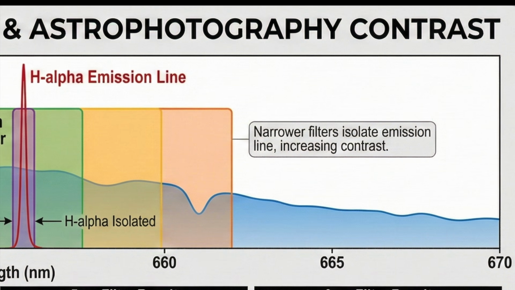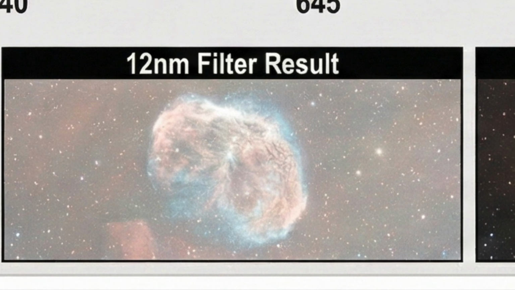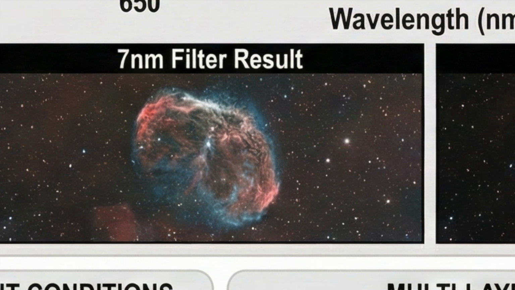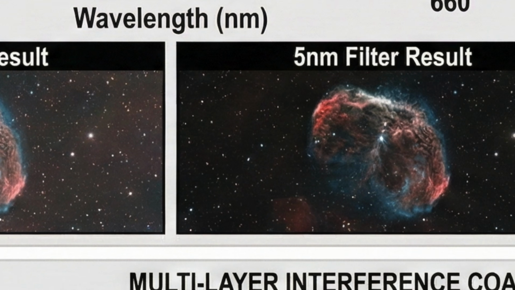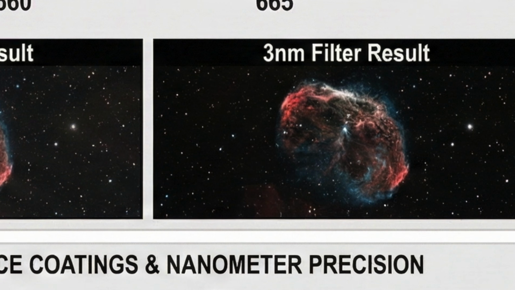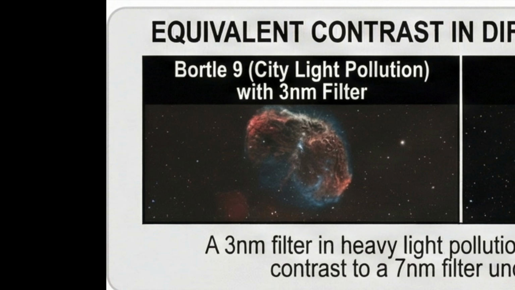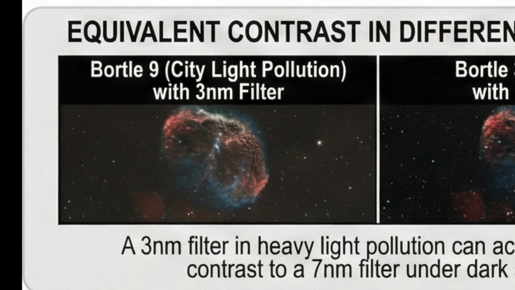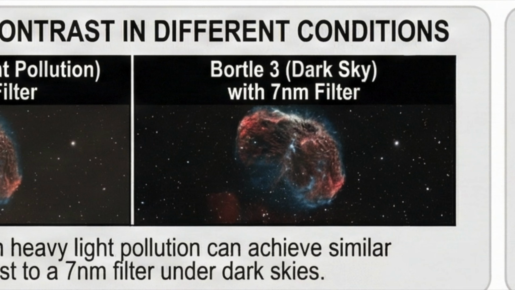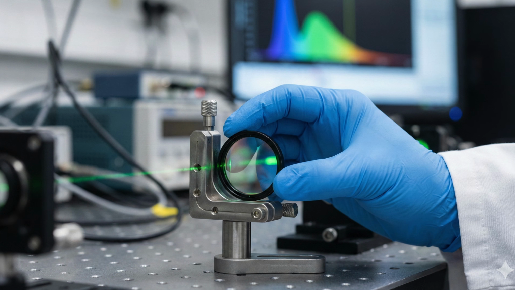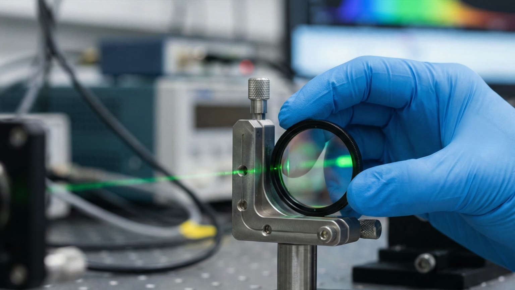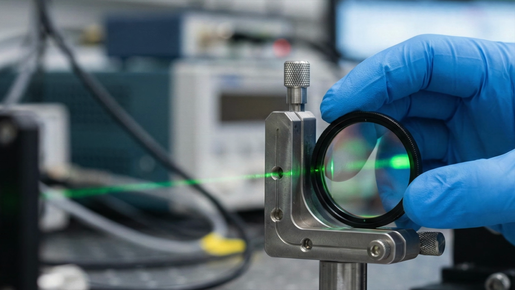A 12 nanometer H-alpha filter captures the glow surrounding a nebula. A 7 nanometer filter sees the gas itself, and a 3 nanometer filter isolates individual atoms. Narrower windows sharpen the universe: the sky darkens, the background disappears, and faint details pop. Under a light-polluted Bortle 9 sky, a 3 nanometer filter can perform like a 7 nanometer filter under Bortle 3 conditions. But precision comes at a cost. Narrower windows demand exact tolerances, making the filter more of a scientific instrument than a simple piece of colored glass.